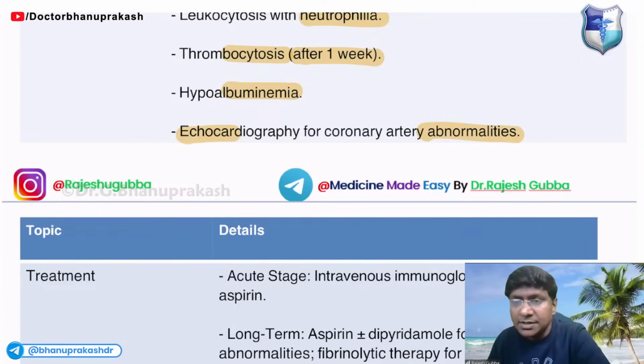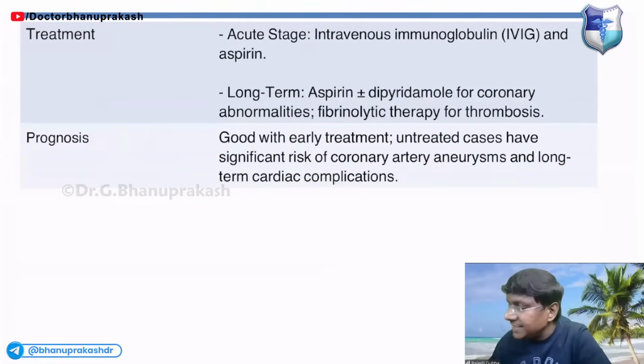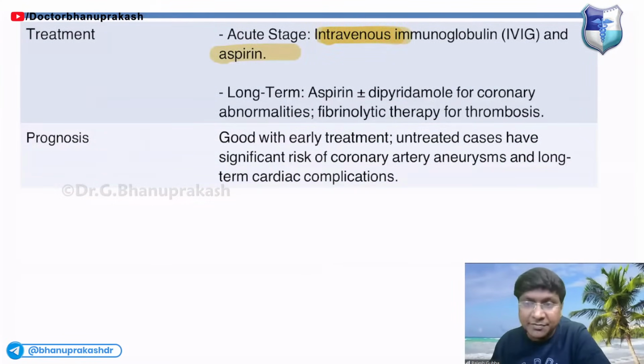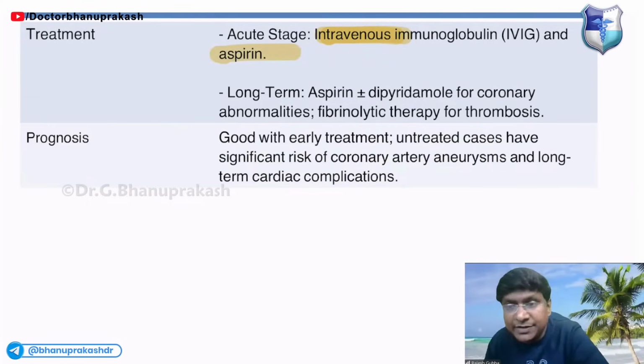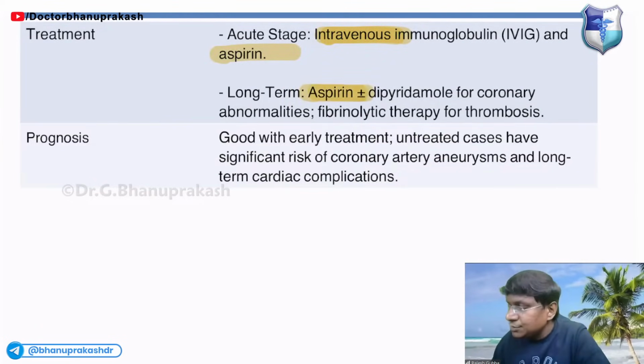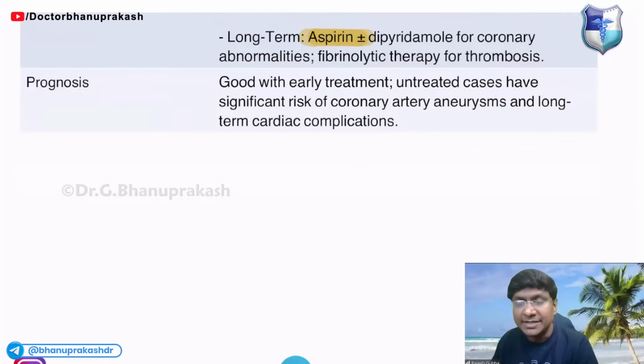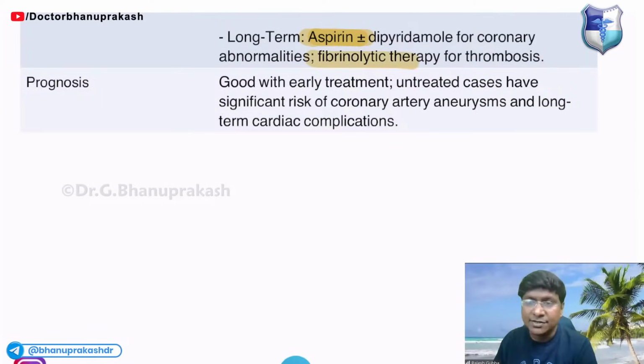And then how do you treat? So treatment completely depends upon whether the patient is presenting in the acute stage or whether the patient is requiring long-term treatment. In the acute stage, intravenous immunoglobulin and aspirin should be given. Then what is required as a long-term? Aspirin should be given in order to prevent coronary artery thrombosis. And if there is coronary artery thrombosis, you need to give a fibrinolytic agent. Then how is the prognosis in this individual?